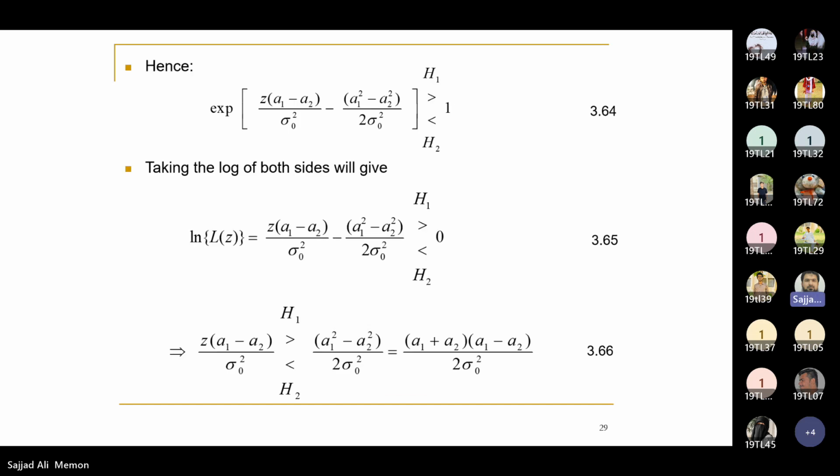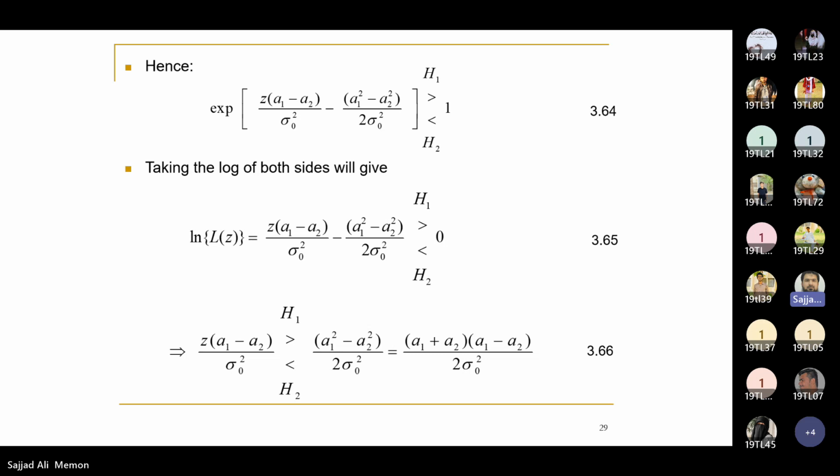Then take the log on both sides. So this exponential will be cancelled out in the log, and now the values will be free. On the other side, we are also taking the log of L of Z. So these will be free from the exponential value, since the exponential will be cancelled by the log. And 3.66 comes from 3.65.